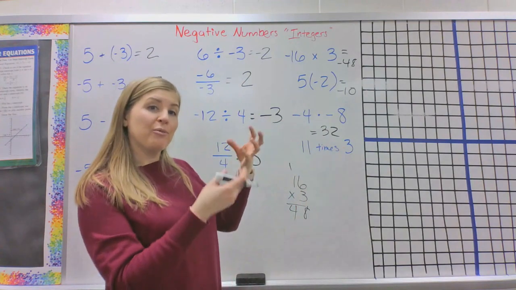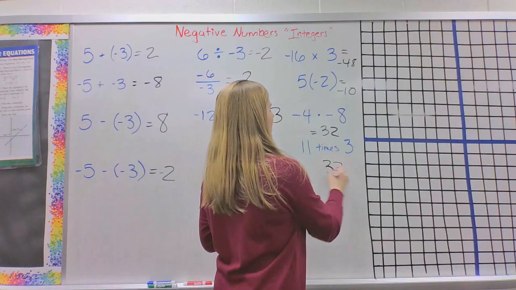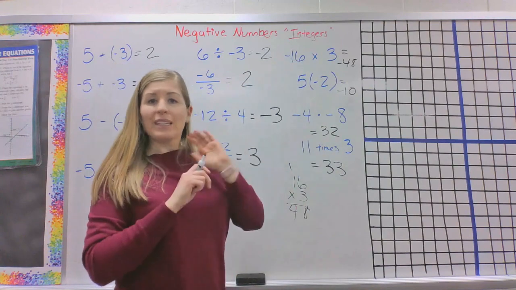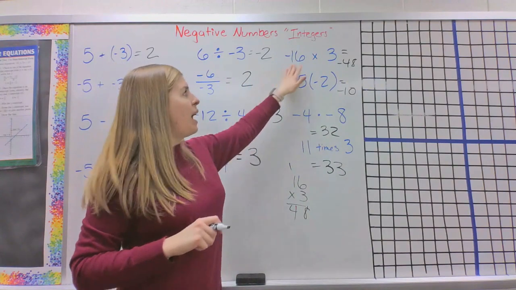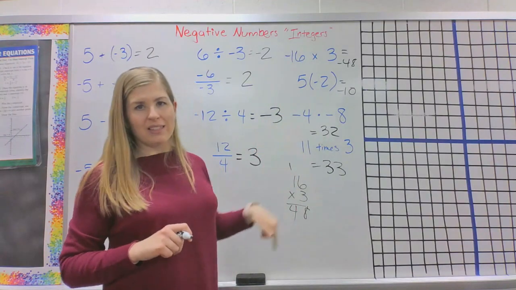And then we have 11 times 3. So eating 11 groups of 3 delicious French fries is delicious. That is a very positive situation. So remember, opposite signs, it's going to be a negative answer. Same sign, it's going to be a positive answer.